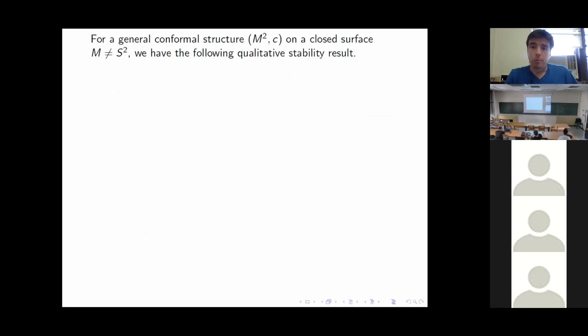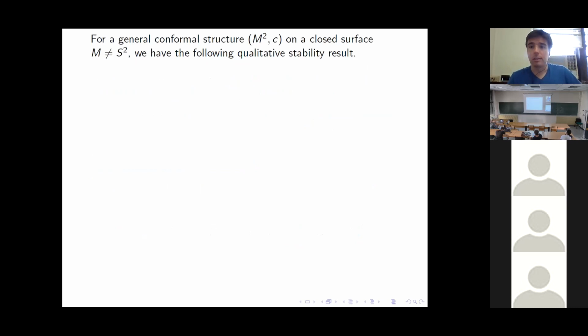So for a general conformal structure, or for a general surface, where we don't have the examples explicitly, we don't have the quantitative stability in general, although we expect it should hold in many examples. But we do have the following qualitative stability result.